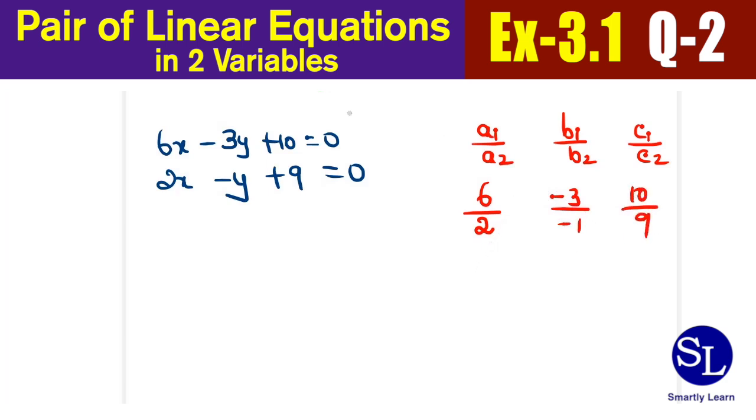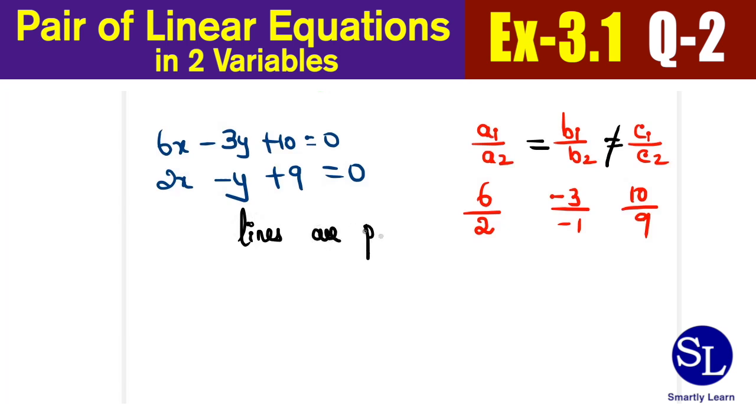If you see, A1 by A2 is 6 by 2, which is 3. B1 by B2 is minus 3 by minus 1, so that is also plus 3. So A1 by A2 is actually equal to B1 by B2. But that is not equal to 10 by 9. So in this case, A1 by A2 is equal to B1 by B2, but not equal to C1 by C2. So in this condition, the lines are parallel.